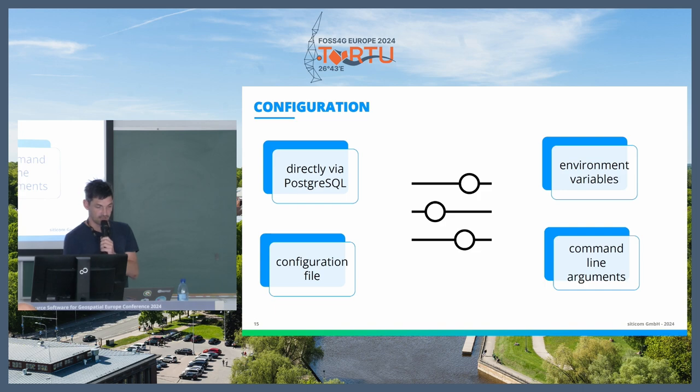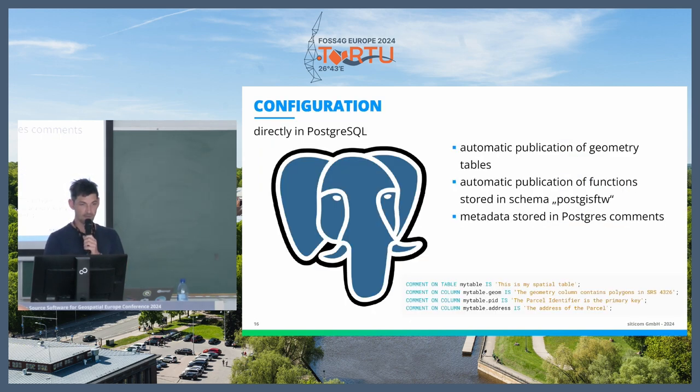Then for configuration, there are a few ways, but actually when you just start it, there's no need to configure it a lot, because it directly takes every geospatial layer PG Feature Serve can see. So if there's a layer with a geometry column, it will instantly be shared as a layer. So this is quite nice. But if you want, you can also do some tuning. There's a configuration file, and there are some environment variables and also some command line arguments, but most of the time you don't need them.